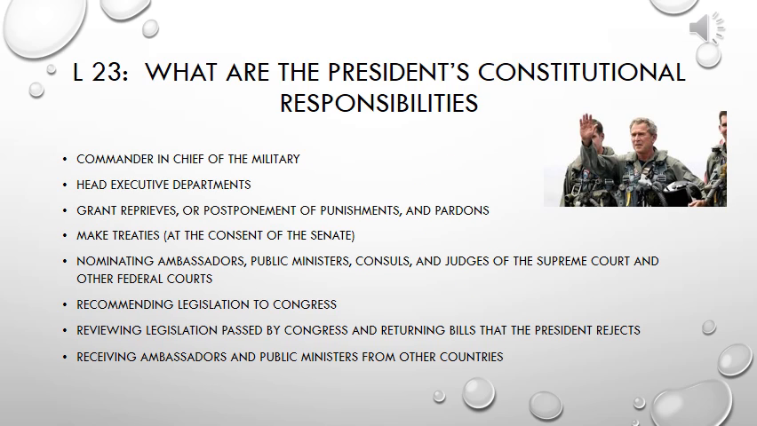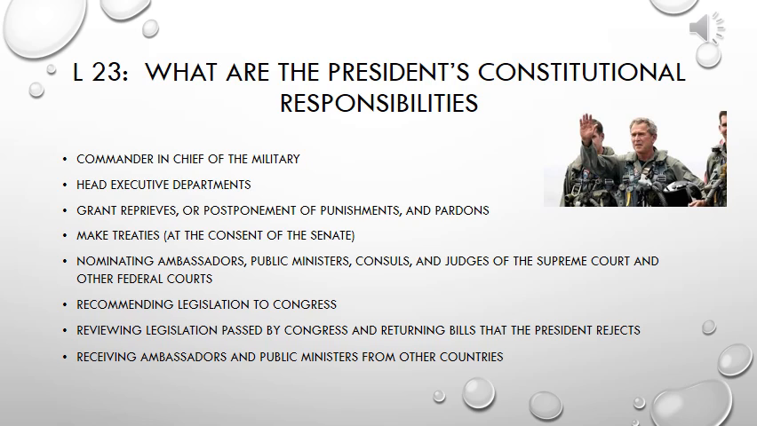What are the President's constitutional responsibilities? The President is in charge of a lot of things as outlined in Article 2. He's Commander-in-Chief of the military. He's the head executive of departments, so he makes sure that laws are being enforced. He can grant reprieves, or postponements of punishments, and grant pardons, which means he can basically lessen jail sentences. He can make treaties with the advice and consent of the Senate.